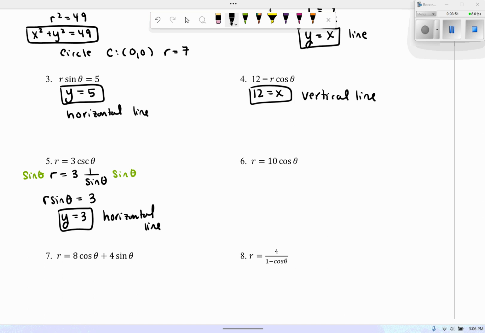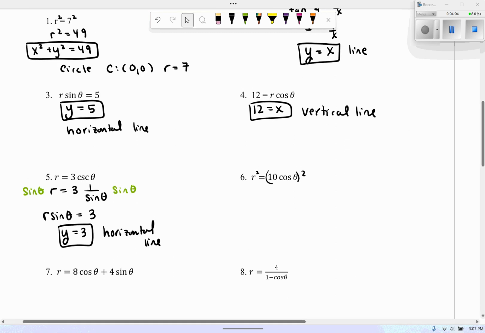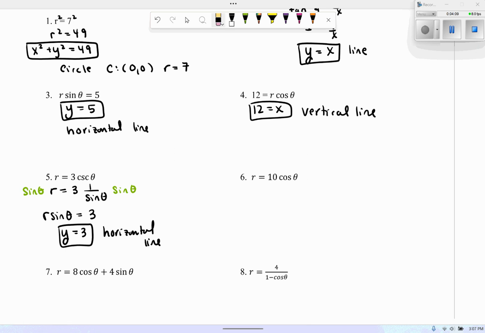Over here, we have r equals 10 cosine theta. So for this one, if I square both sides, that means I would be squaring this and squaring all of this. That doesn't help me get rid of the cosine. So instead of squaring both sides here, I would notice that in order to get rid of the cosine, I need it to be r cosine. So I'm going to multiply both sides by r. So that gives me r squared equals 10 r cosine theta. And r squared is x squared plus y squared equals, and then r cosine theta is x, so 10x.